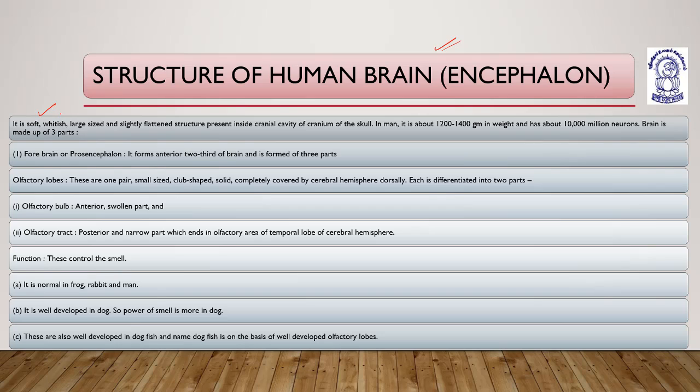It is a soft, whitish, large-sized and slightly flattened structure present inside cranial cavity of cranium of the skull. In men, it is about 1200 to 1400 grams in weight and has about 10,000 million neurons. Brain is made up of three parts.